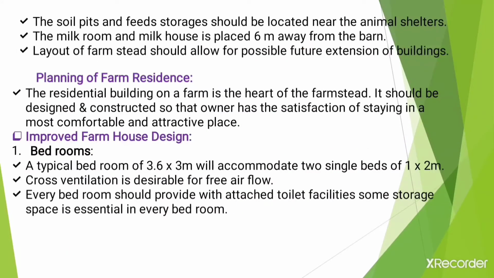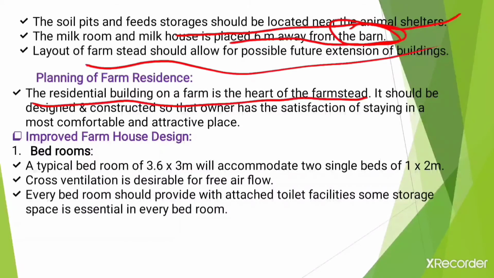Then the silage pits and feed storages should be located near the animal shelter. Then the milk room or milk house is placed 6 meters away from the barn. Then the layout of the farmstead should allow for possible future extension of the buildings. Now the next point, planning of the farm residence or farmhouse.